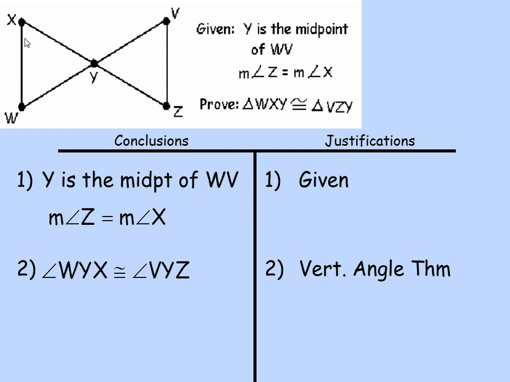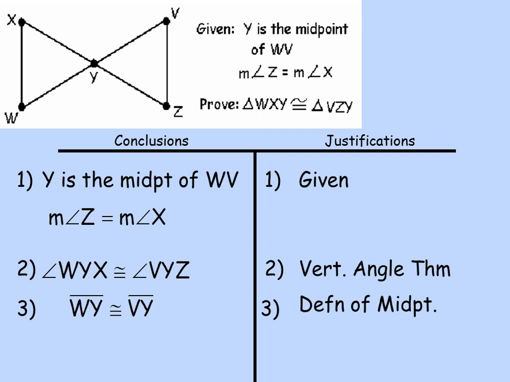And now we can say one more thing based on the fact that this is a midpoint. Since Y is the midpoint of WV, we can say that WY is congruent to VY. So this side length right here is the same as this side length here. Now that we've established that two angles are the same and one of the side lengths is the same, it depends upon the order of those. And again, I'm saying that WY is congruent to VY because of the definition of a midpoint. I should probably clarify that there.